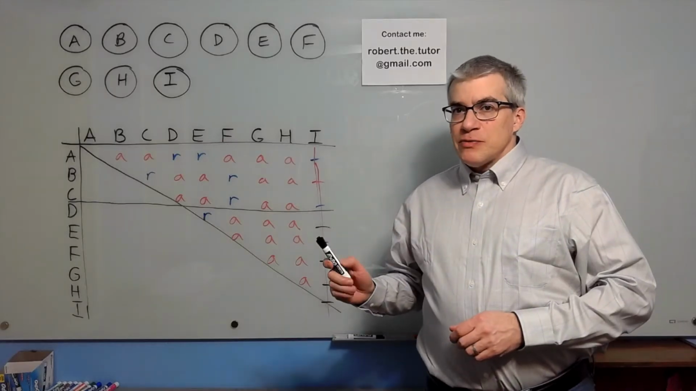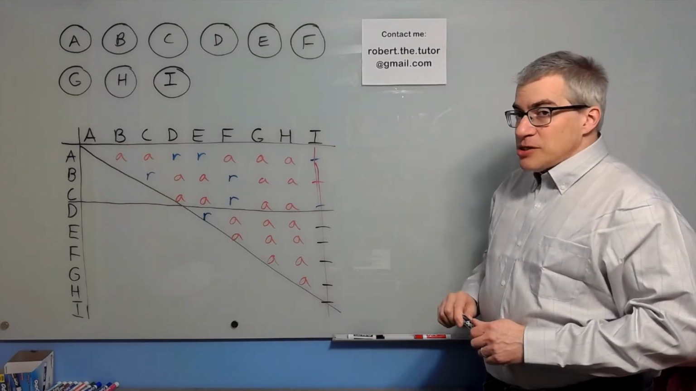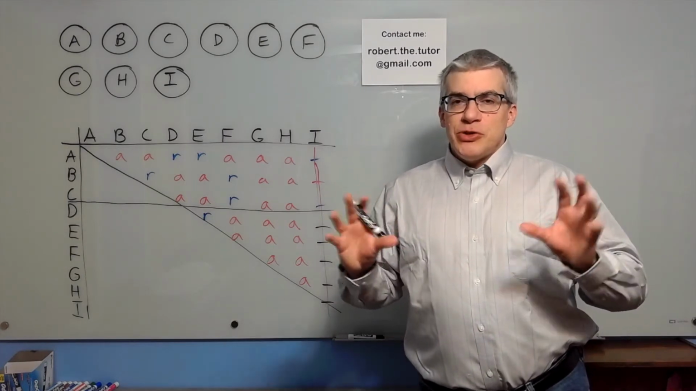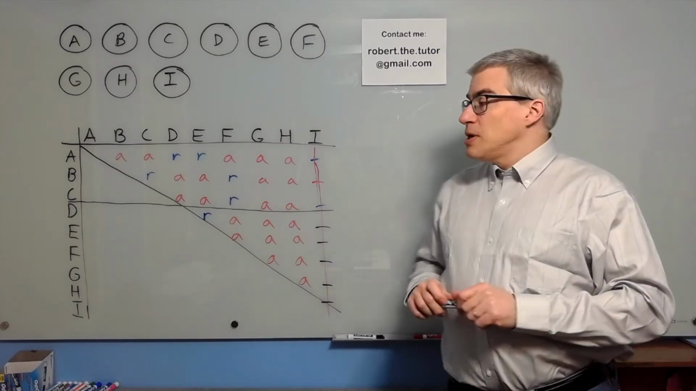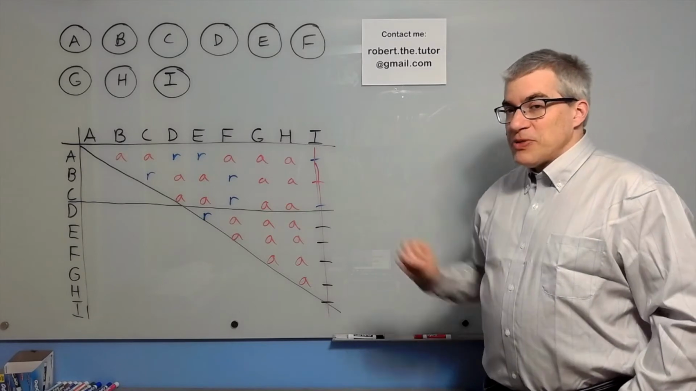Here's a puzzle for the start of electricity. You are given 9 objects, A through I. You hold them near each other and you check whether the 2 objects attract each other, repel each other, or do neither. And you get these results. What can we tell about these objects?